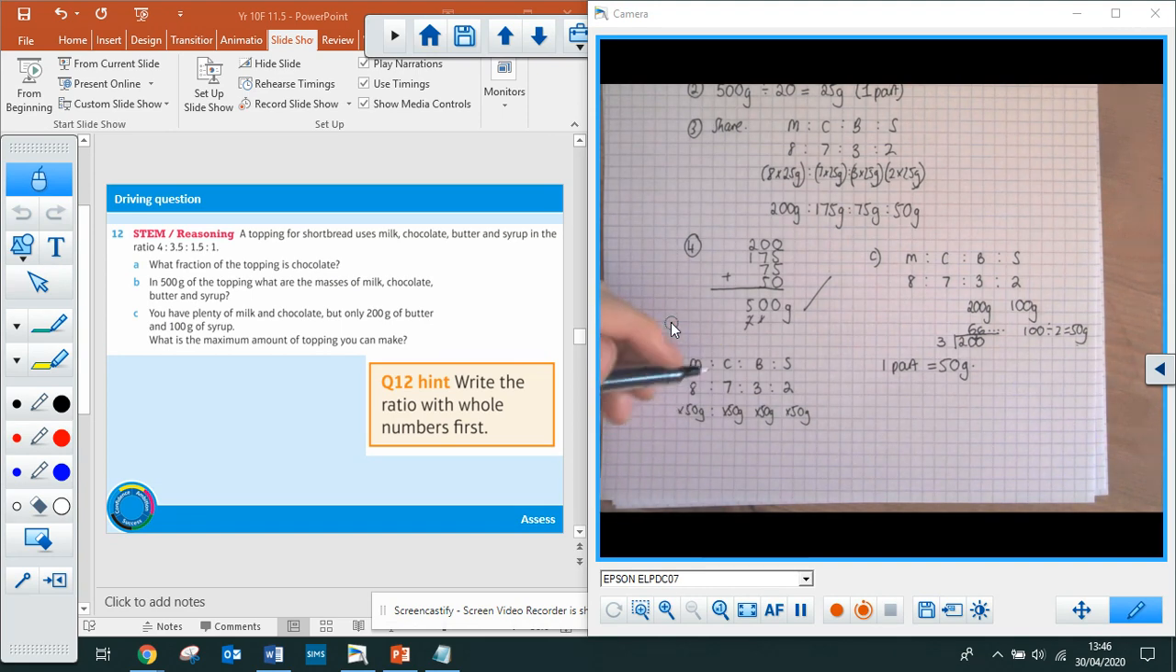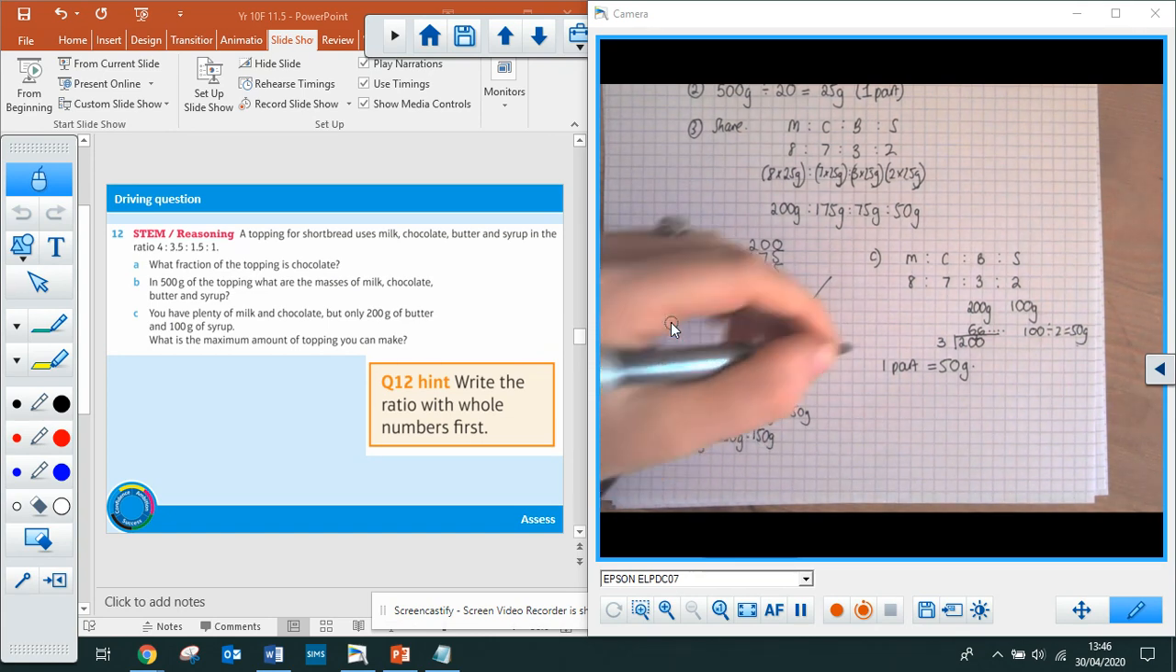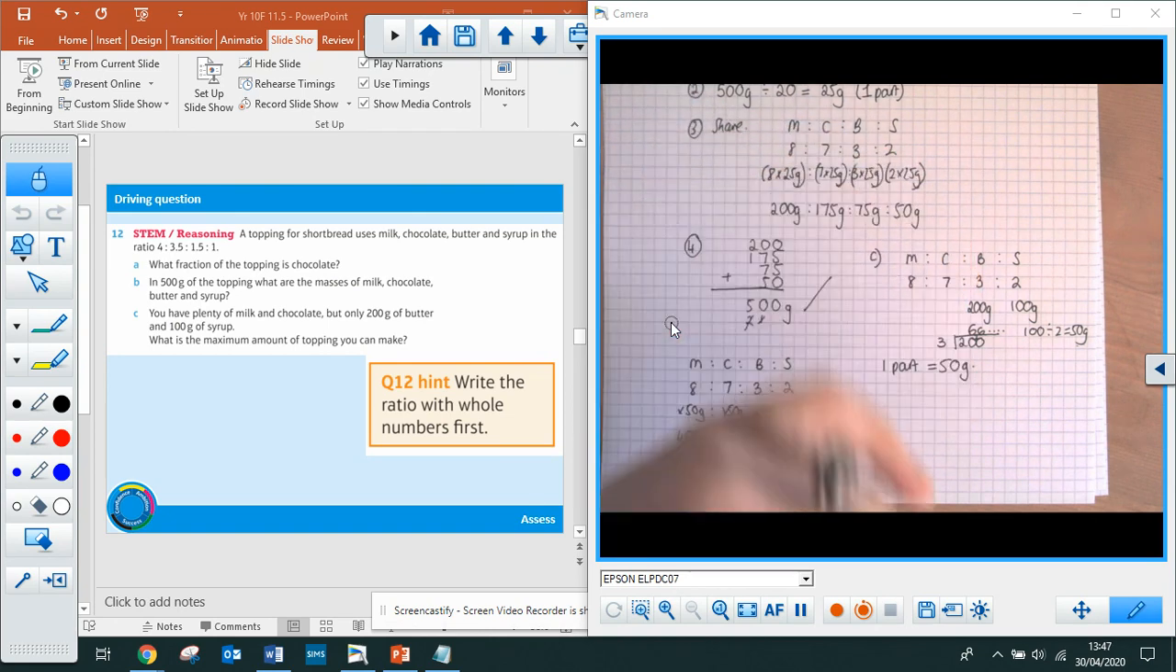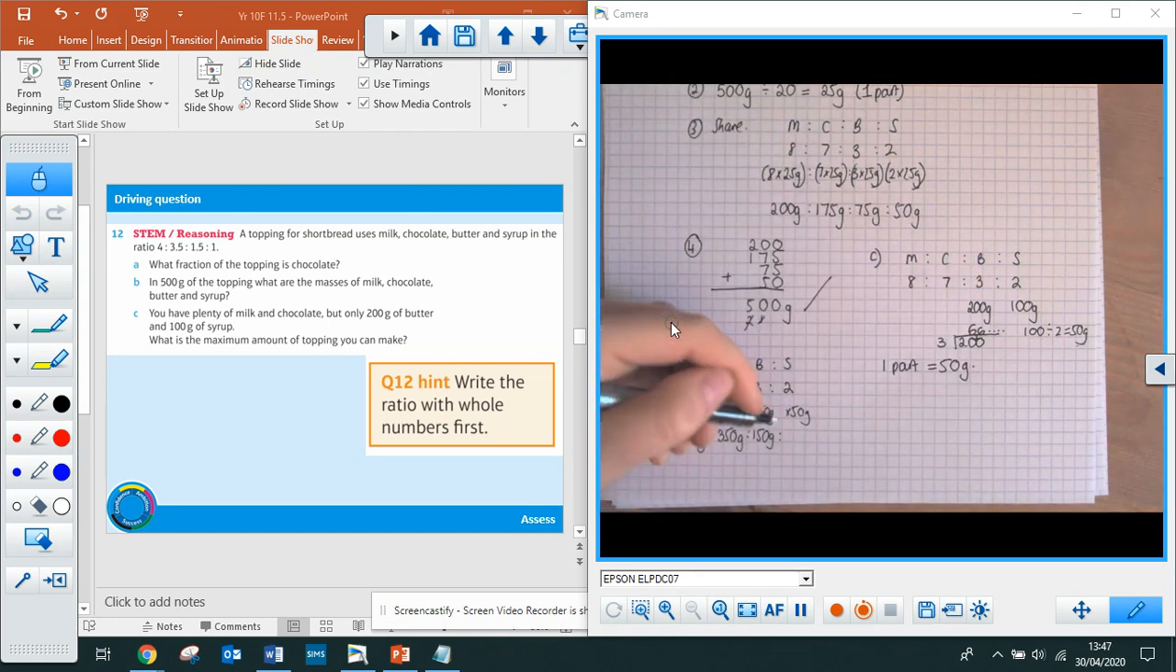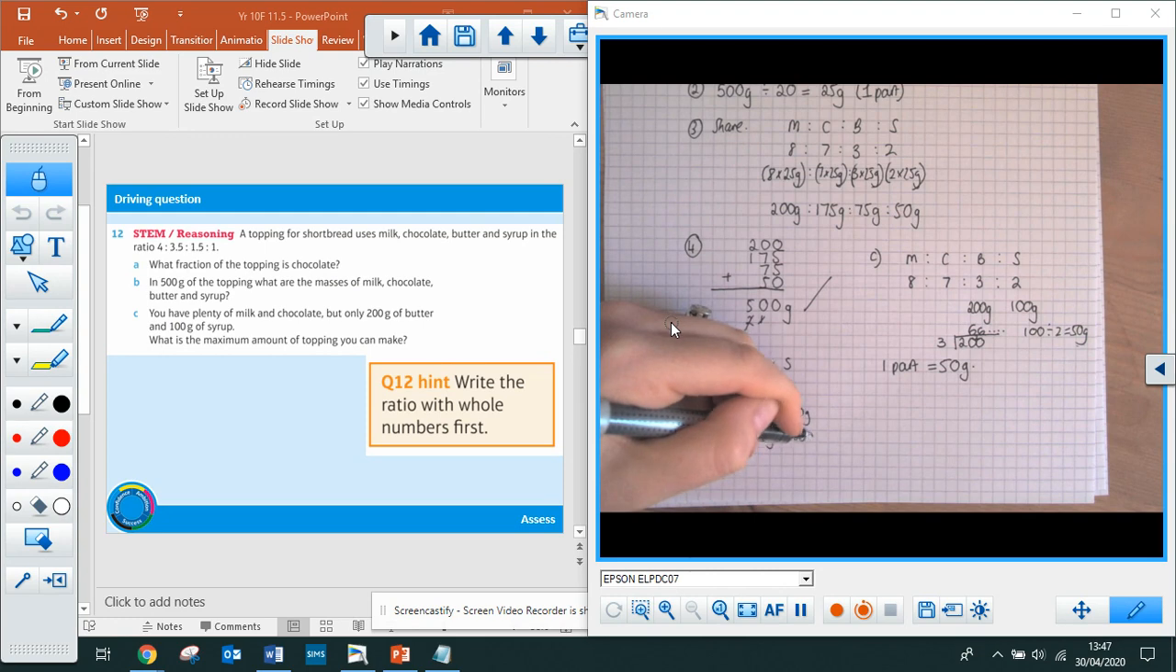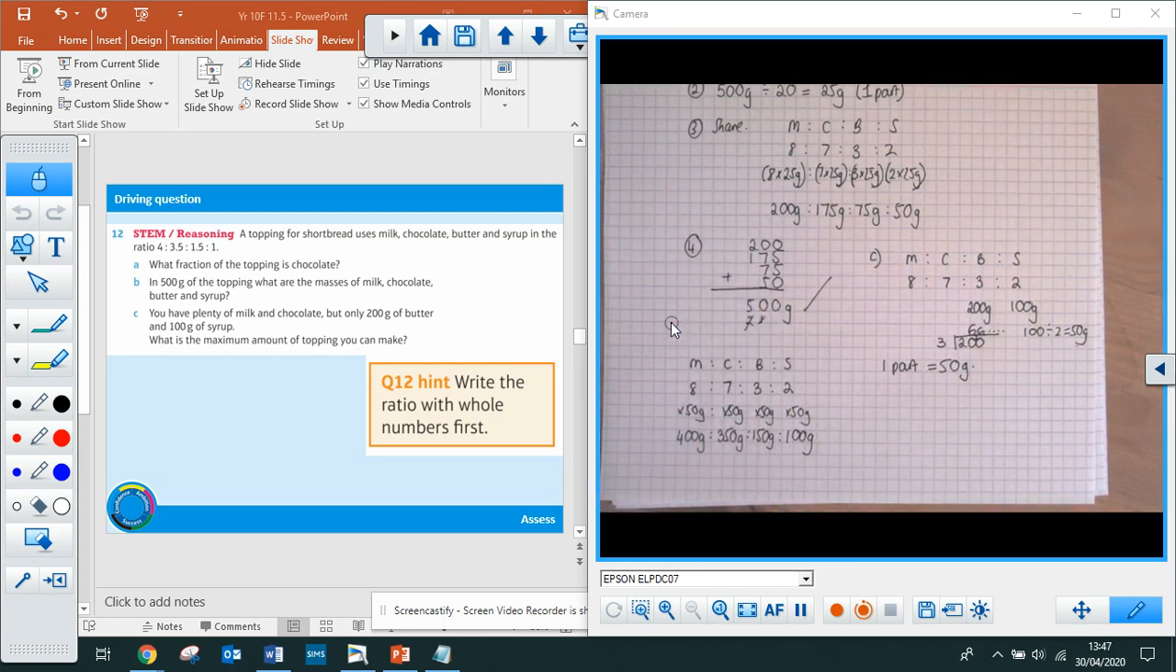So 8 times 50 is going to be 400 grams of milk. 7 times 50 is going to be 350 grams of chocolate. 3 times 50 is going to be 150 grams of butter. And just check, yes, we're going to have enough because there's only 200 grams of butter. And 2 times 50 grams is 100 grams of syrup, and that was the maximum amount of syrup we had.